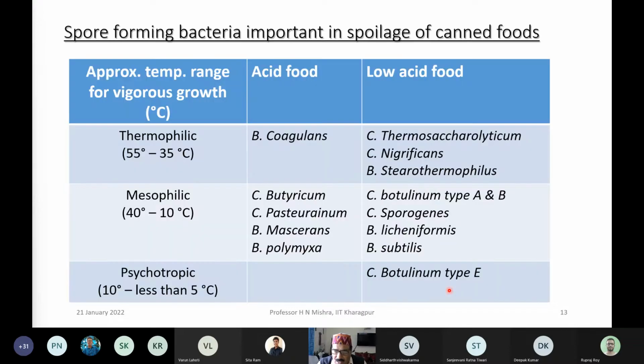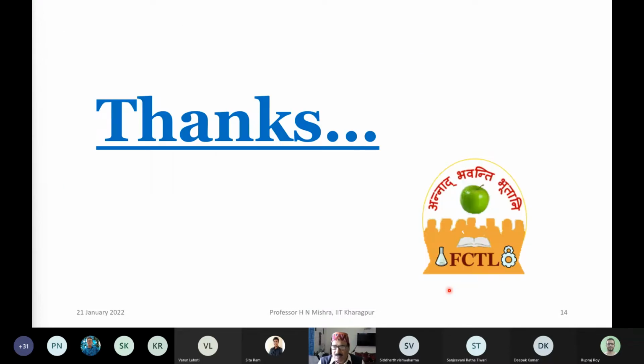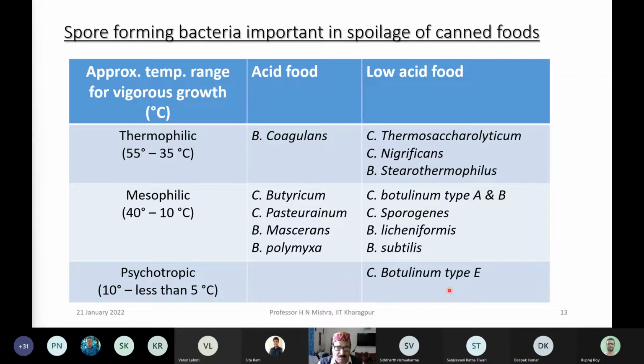So this is briefly about the thermal process principles, etc.